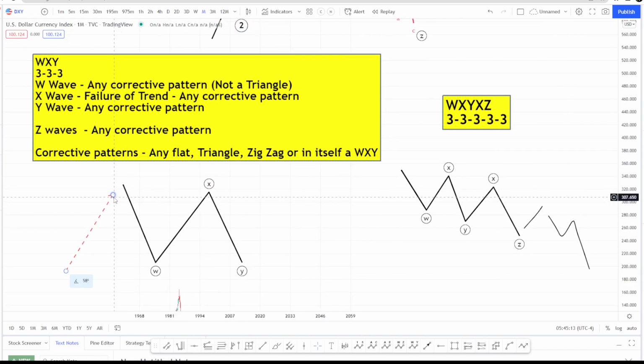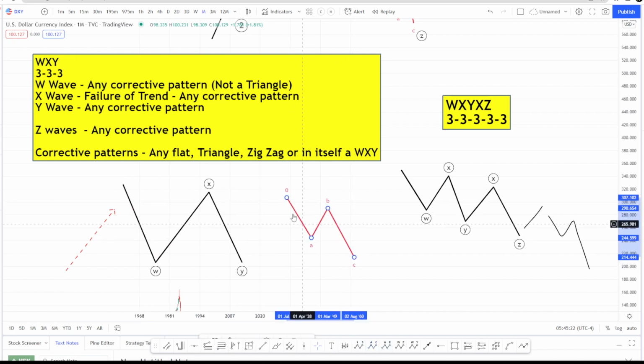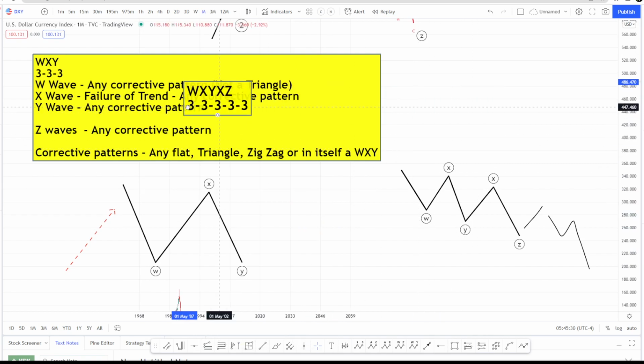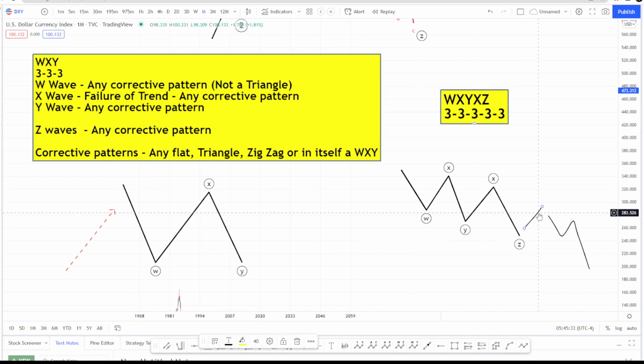Note, we have already discussed an ABC, where an ABC was a 3-3-5. We've also discussed a zigzag pattern, which is 5-3-5. But this is 3, 3, and 3, and the only difference between this pattern and this pattern is the fact that I've added in another X wave followed by another Z wave. They can be any corrective pattern. So all we are doing here is literally taking all kinds of combinations of patterns and joining them together. As long as W is not a triangle, you can merge anything together.